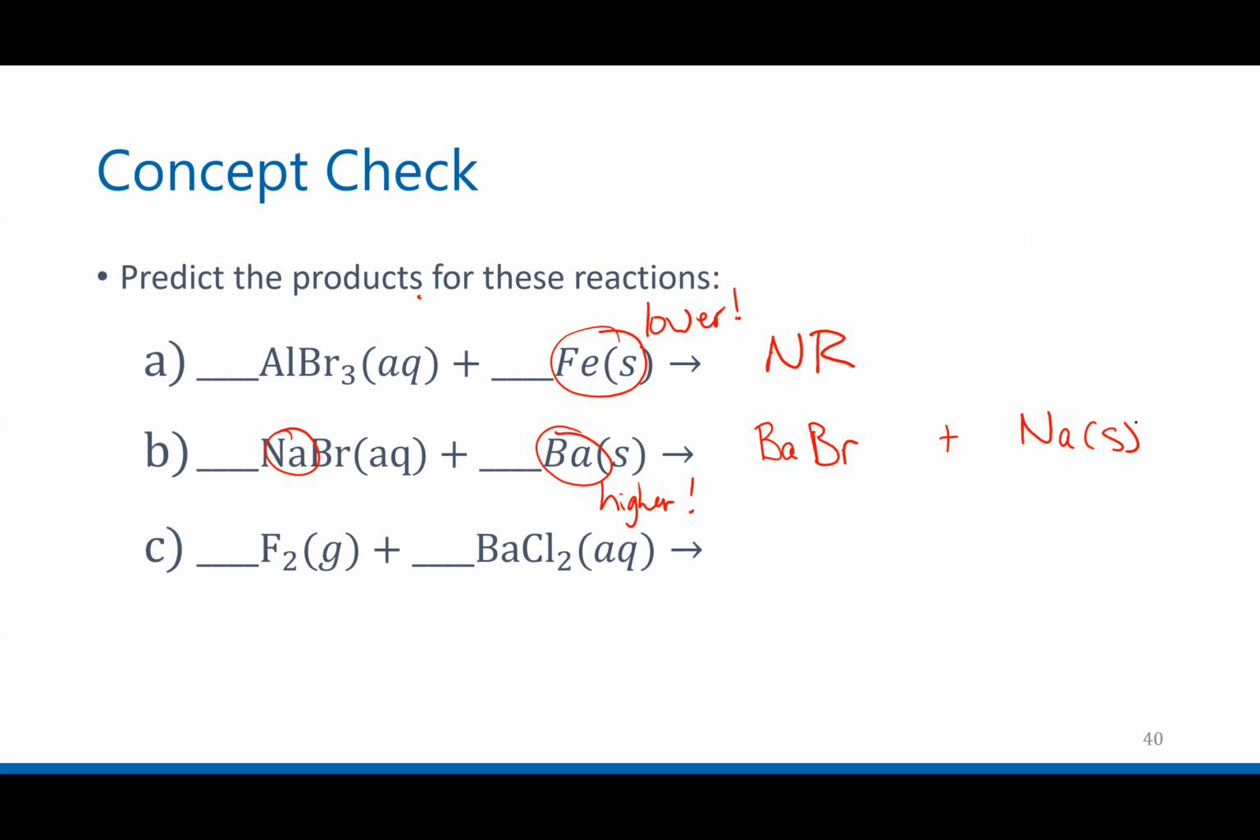Sodium is a metal, so it's solid. The only metal that's a liquid is mercury. So I know that any metal is going to be solid except mercury. Now I got a problem here. BaBr is not a chemical. It doesn't exist, not normally. Ba is in group 2, so it's 2 plus. Bromine is in group 7, so it's 1 minus.